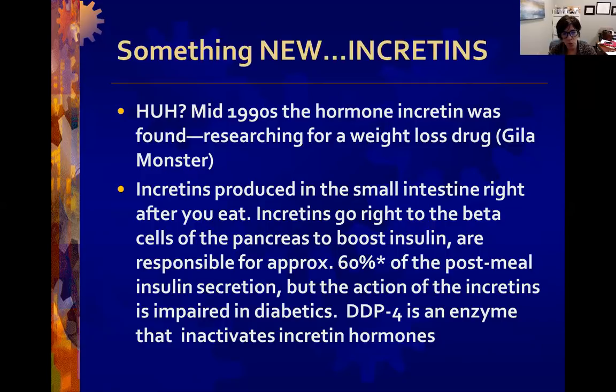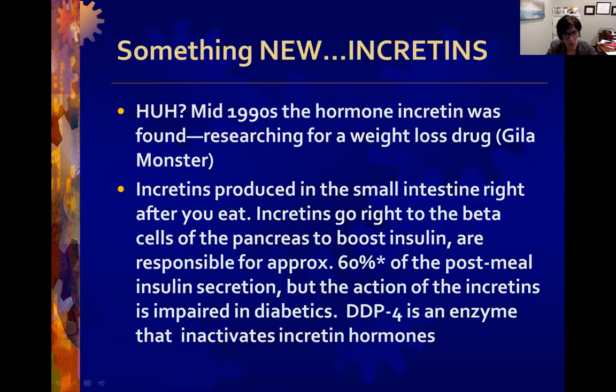It signals this hormone, incretins, and the incretins go over to the beta cells, and they say, come on, we need insulin. We need you to come out. We need a lot of insulin. It's responsible for about 60% of that post-meal insulin secretion. But remember, in diabetics, the incretins are impaired.